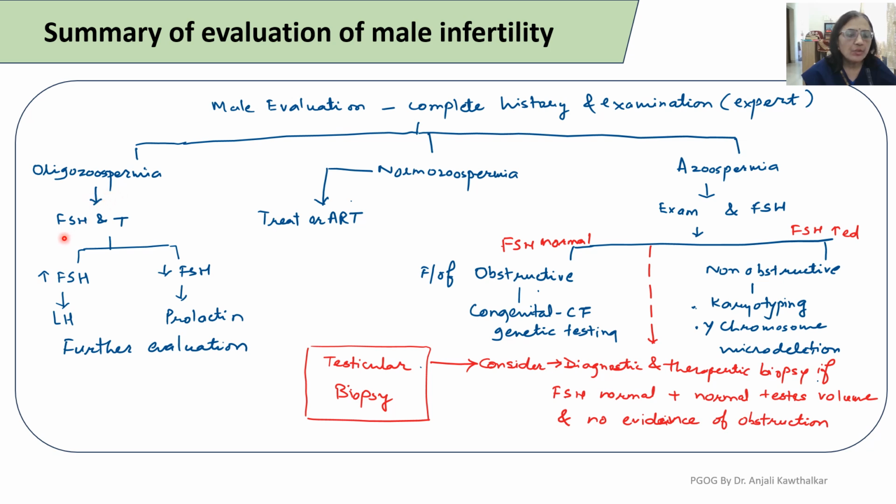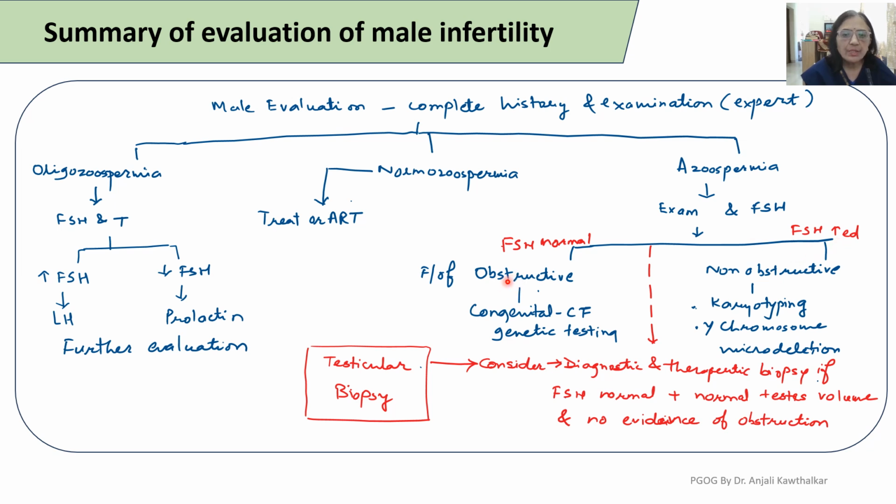Oligozoospermia will be an indication to proceed for endocrinological evaluation by FSH and testosterone, and especially if FSH is raised, then we have to go for LH. For low FSH, we have to rule out a prolactin secreting tumor, and for that we have to do further evaluation accordingly. If it is azoospermia, depending on the examination of the male and FSH, we can divide patients with azoospermia into obstructive and non-obstructive. In obstructive, FSH will be normal, whereas in non-obstructive, FSH will be raised.